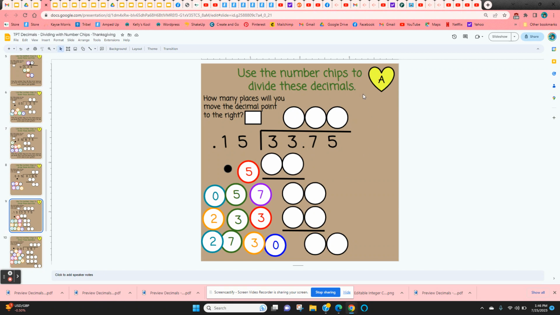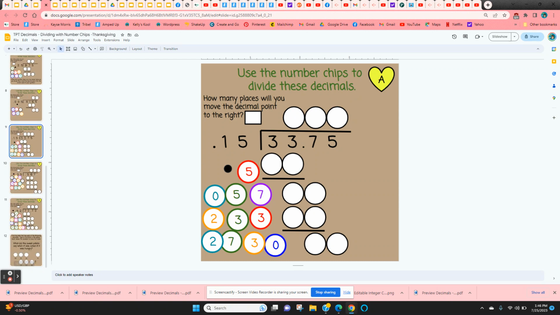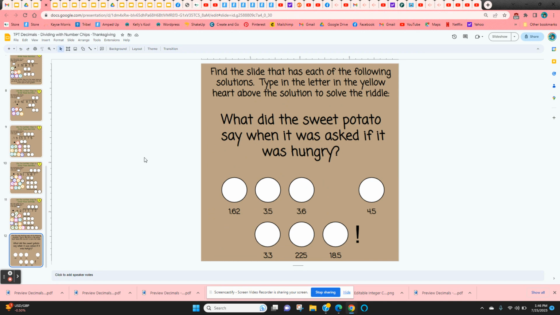And you'll notice that on every slide with number chips, there'll be a heart with a letter in it in the upper right-hand corner. That's going to help them on the last slide when they have to solve a Thanksgiving riddle. So what did the sweet potato say when it was asked if it was hungry? So to solve it, they just have to go back on the previous slides and find these solutions.